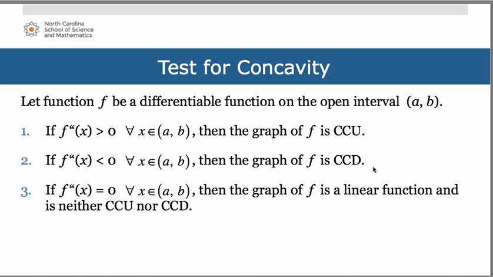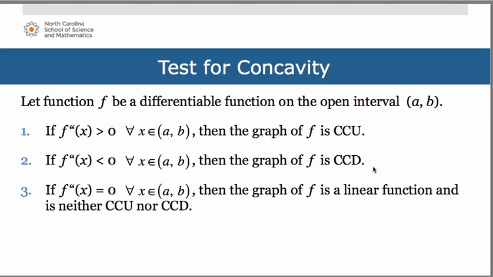And that brings us to the test for concavity. Suppose function f is differentiable on the open interval from a to b. If the second derivative of f is greater than 0 for all x's in the interval from a to b, then the graph of f is concave up. If the second derivative is less than 0 for all x's in the open interval from a to b, then the graph of f is said to be concave down.